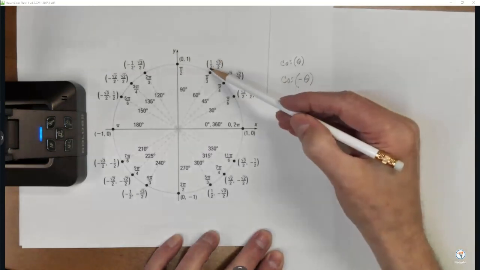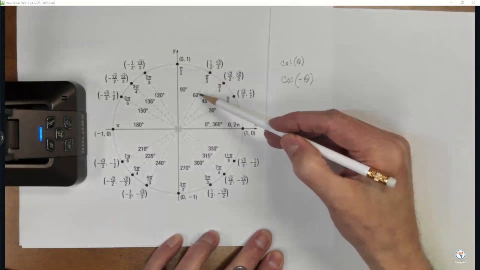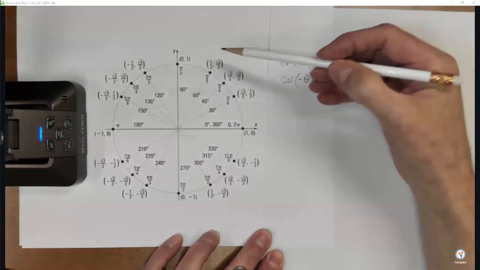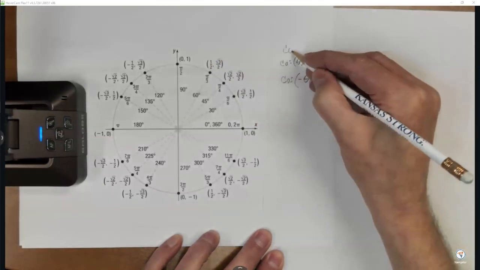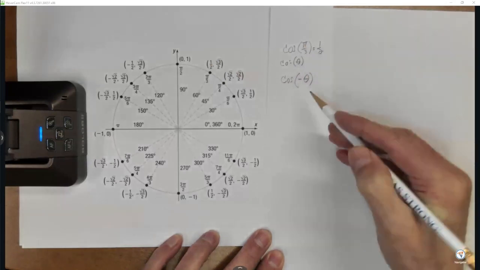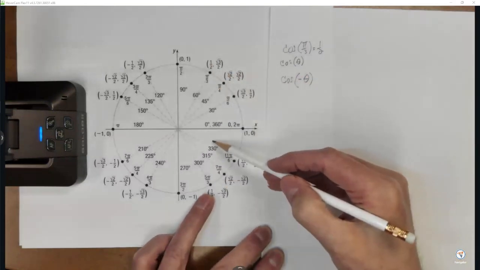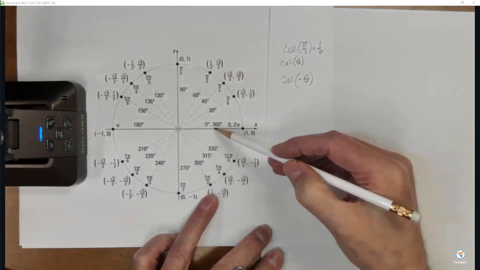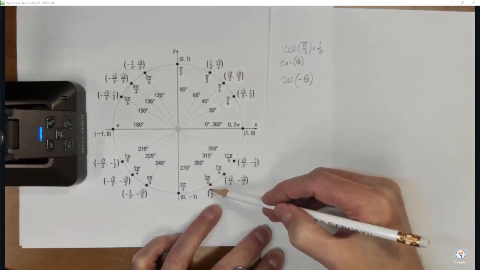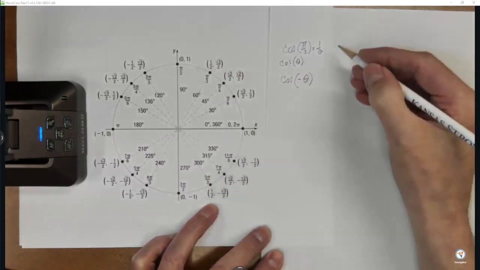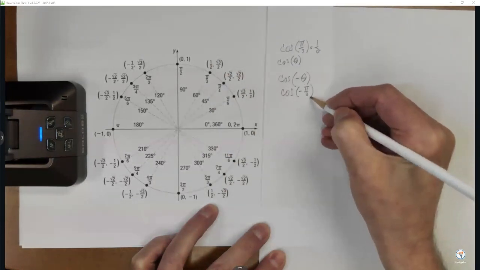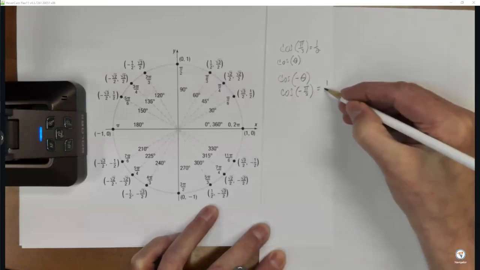Remember, the cosine is the x coordinate, and if say for instance 60 degrees or pi over 3 is theta, our angle, then we get cosine of theta equal to 1/2. Now let's go down here to negative theta. So 300 degrees or 5 pi over 3 is the same as negative pi over 3 or negative 60 degrees. And you also see that it has the same cosine. So the cosine of negative pi over 3 is also equal to 1/2.